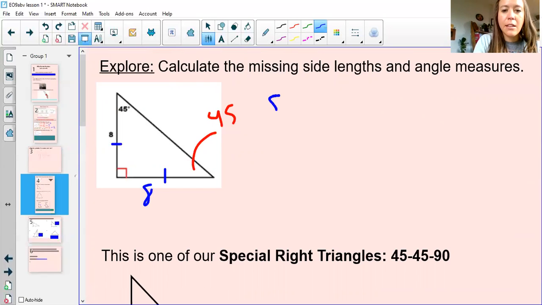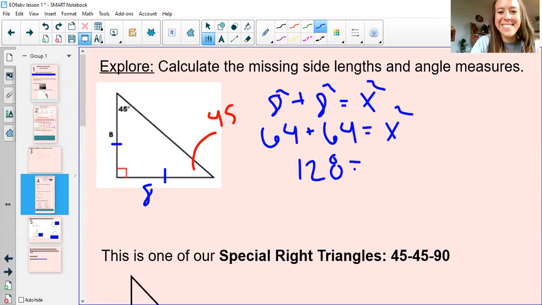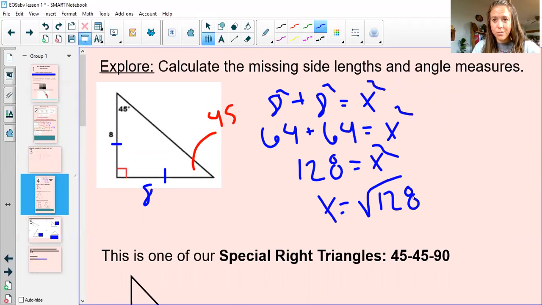We could say 8 squared plus 8 squared is going to give us x squared. Well, 8 squared is 64. I'm going to actually do this one out. 64 plus 64 will give us x squared. So that's 128. So x would be the square root of 128. Well, 128 is 64 times 2, and the square root of 64 is 8. So it turns out that this is 8 times the square root of 2.